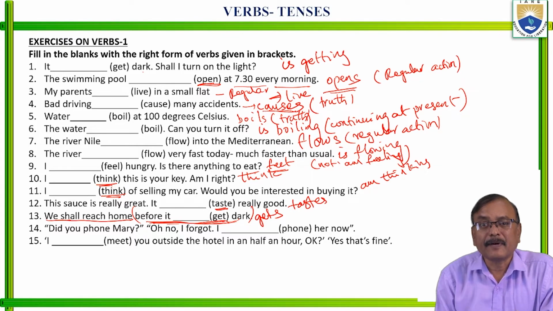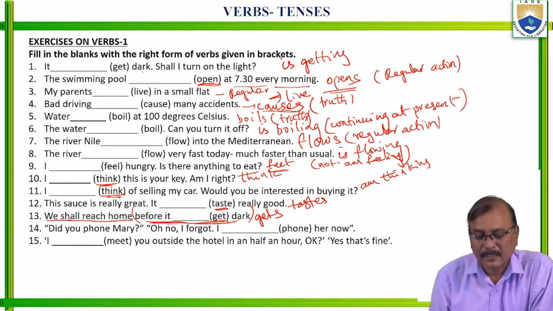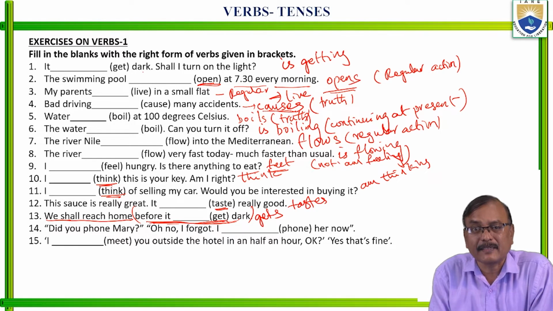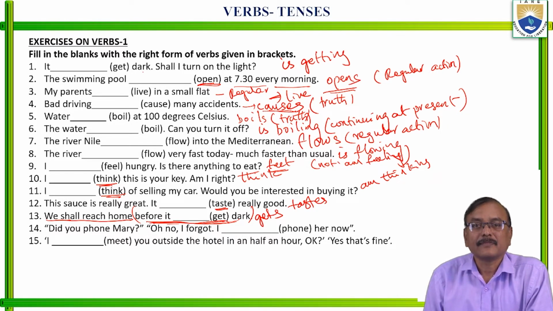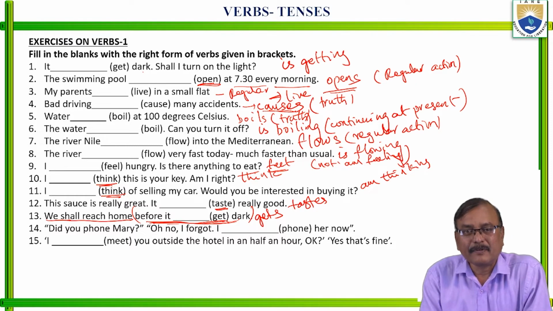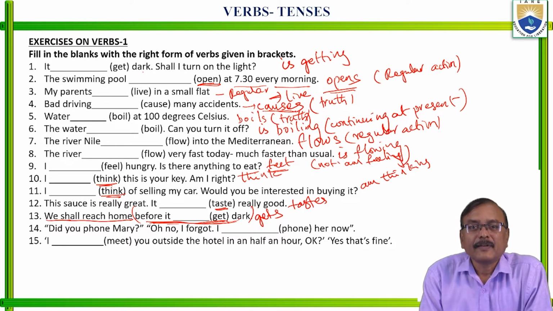In subordinate clauses, don't use simple future. Instead, use simple present tense. Don't say before it will get dark. Say, before it gets dark, we shall reach home. I'll tell you one more example: when you come to my house, I will give you a chocolate.